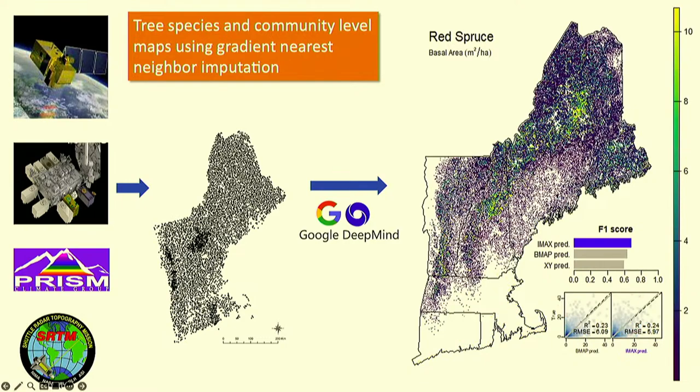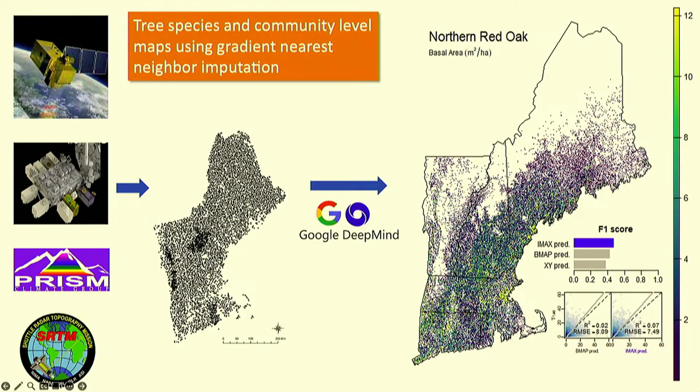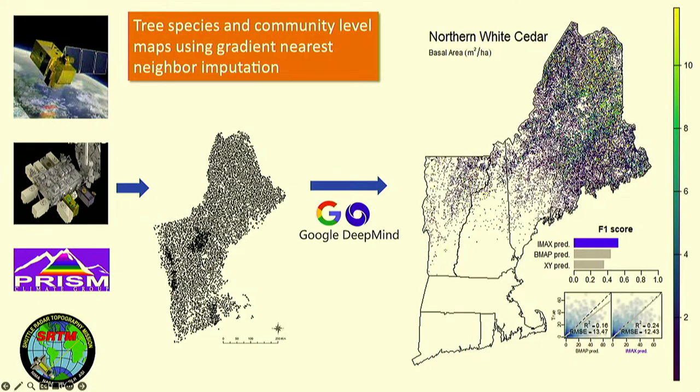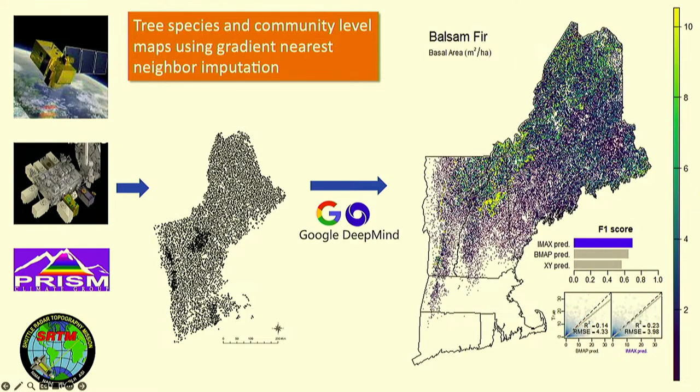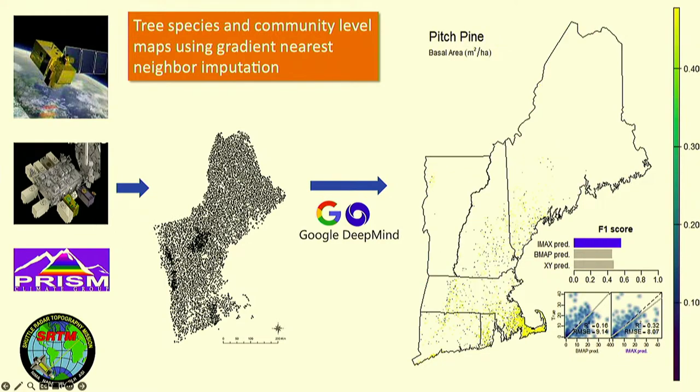I'm not going to pretend I understand Google AI, but this is what we are using. So we are collaborating with Google. We have a bunch of these satellite images and this climate data, and I think this is elevation and those geography data. We have a bunch of predictors feeding the Google AI, and the product coming out is this species map. We did that for the whole New England. You can see those variations.